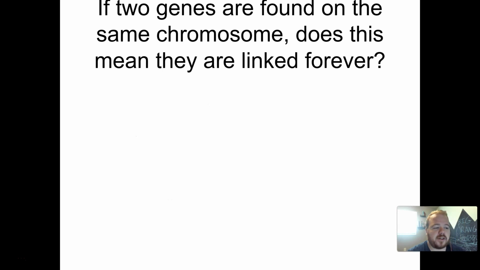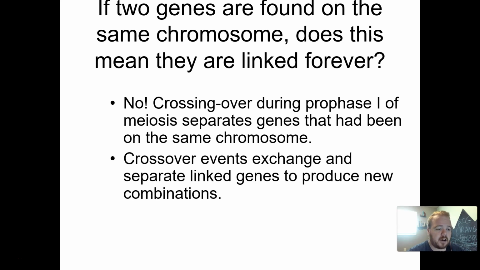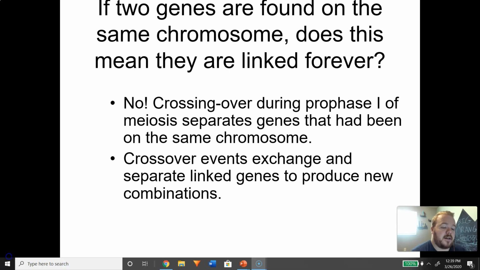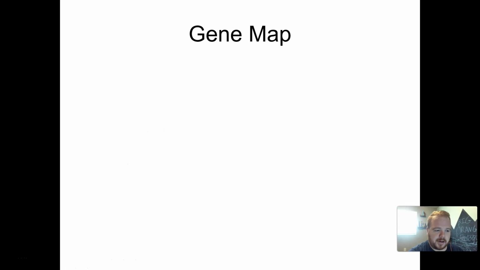Now, if two genes are found on the same chromosome, does that mean they're linked forever? Nope. Because of prophase I crossing over during meiosis, the genes can separate, even if they were found on the same chromosome. Crossover events exchange genes and produce new combinations. And this is where we get a lot of genetic diversity. So this is what we call genetic recombination.